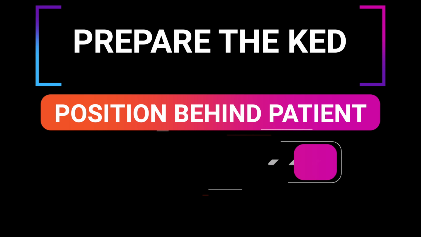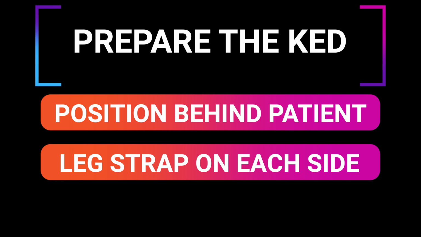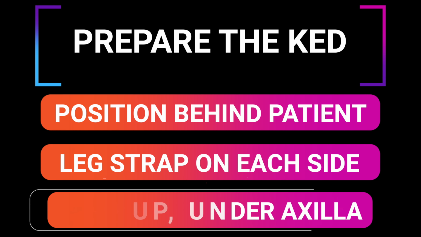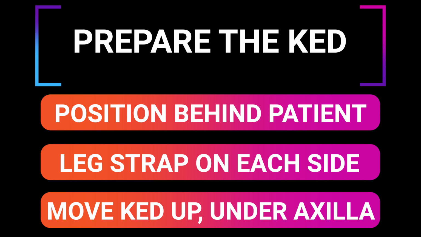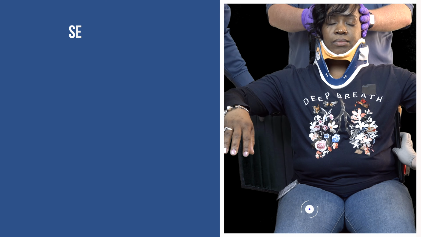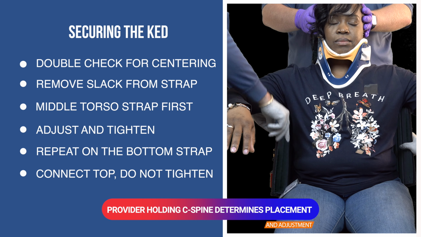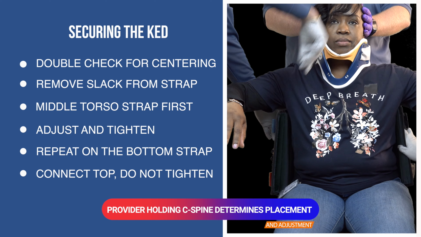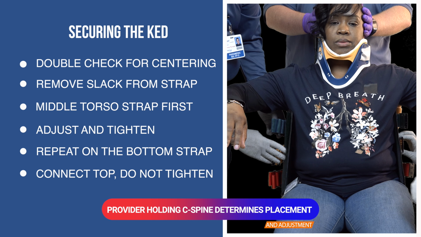Prepare the KED and position it behind the patient. Make sure that you have a leg strap on both sides. Unfold the KED around the patient's torso and move it upwards so that it is directly under the patient's armpits. Check with the person holding C-spine stabilization if the KED looks centered, since they have a more central view.